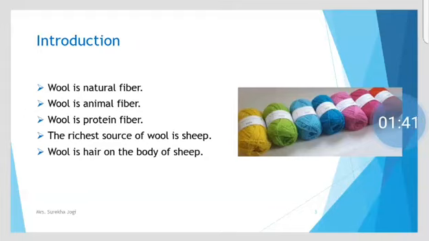So, how are natural fibers classified? Natural fibers are classified as vegetable fibers, animal fibers and mineral fibers. Regarding examples, cotton, jute, linen are vegetable fibers and wool and silk are animal fibers. From this classification, it is clear that wool is natural fiber, wool is animal fiber, wool is protein fiber, the richest source of wool is sheep and wool is hair on the body of sheep.